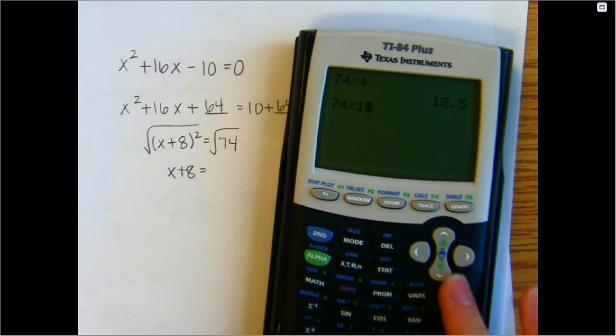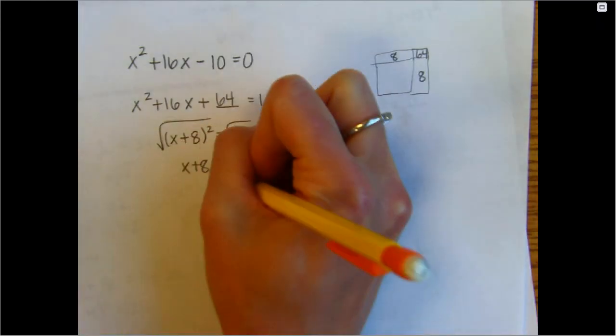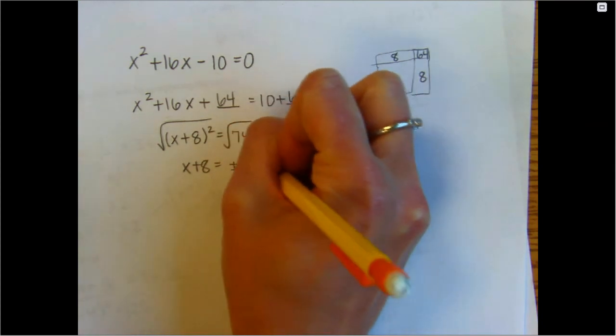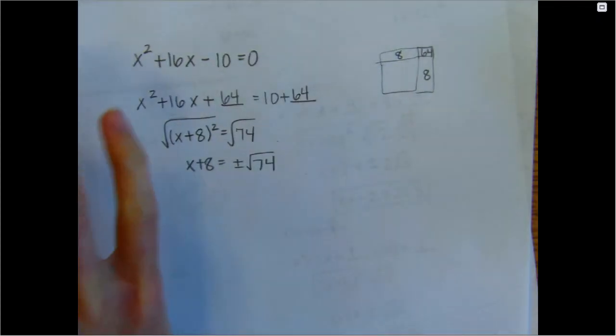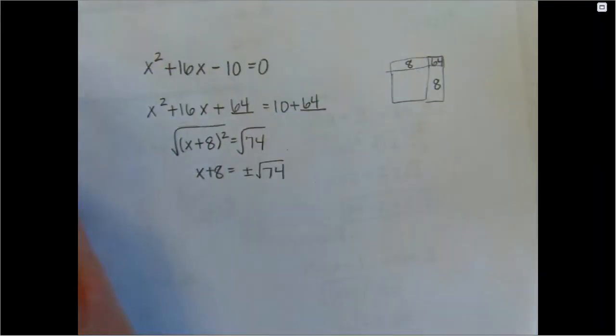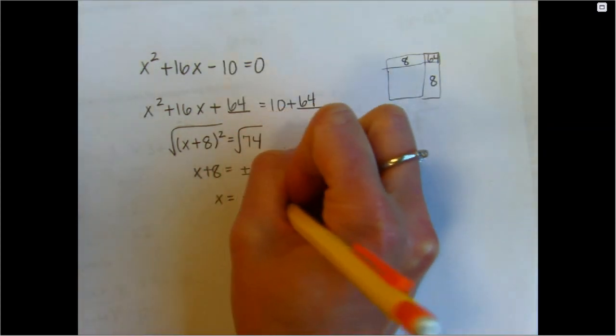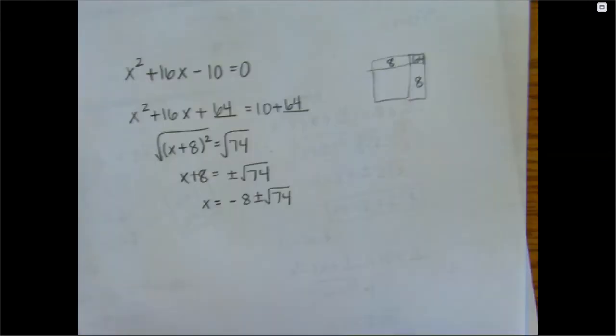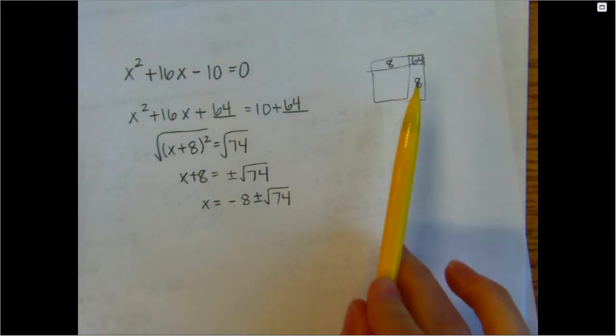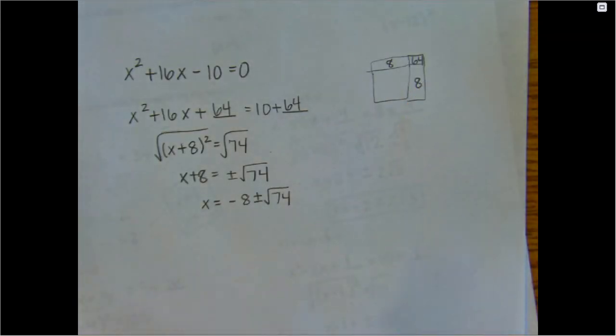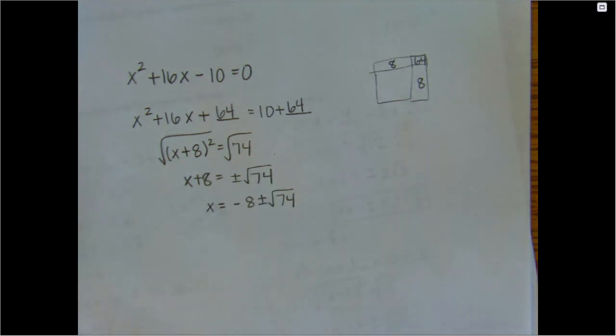No, 16 nope. So that means you can't simplify it. It would just be positive or negative radical 74. And then subtract that 8. So -8 plus or minus the square root of 74. So seeing this visual will help tremendously as you are getting through these.